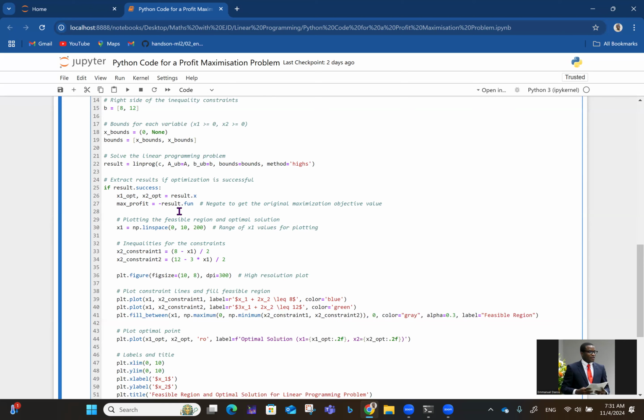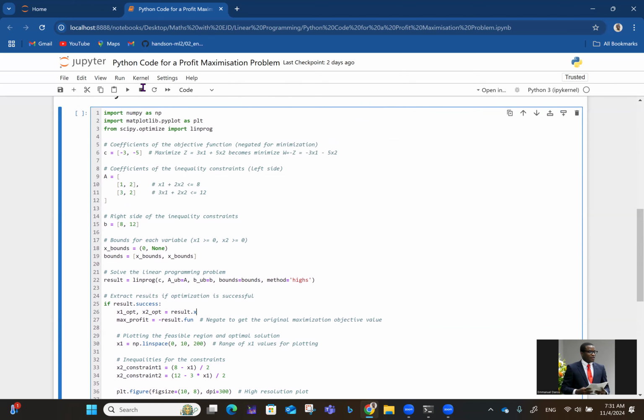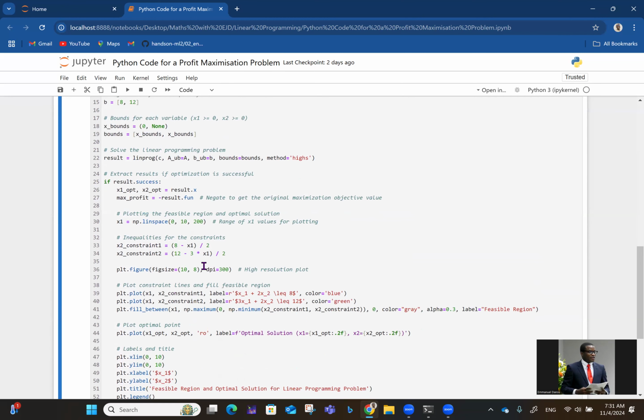Now this minus result is because you have changed the maximization problem into a minimization problem here. So when you get here, you have to negate whatever you get so you can get it back in the right sense. So you have to negate to get the original maximization objective value, right? So then plotting the feasible region and optimal solution.